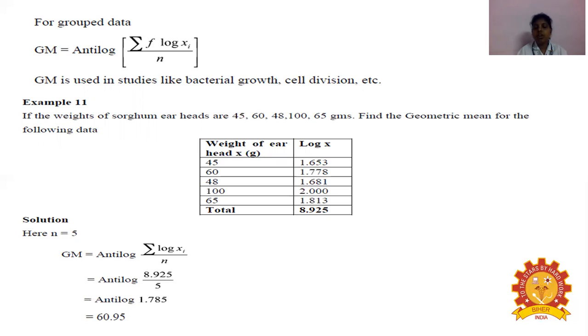Next, summing all the log X values, we get 8.925. Here n equals 5, that is, the number of items in this problem is 5.